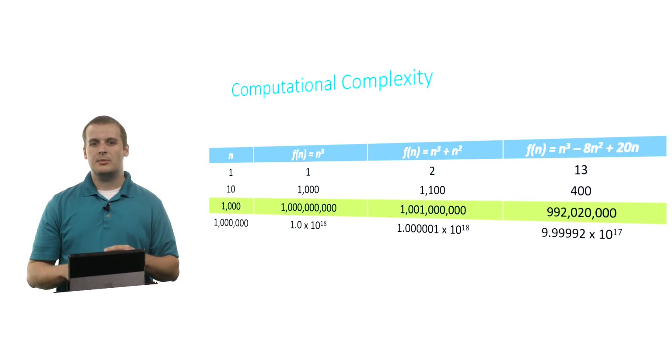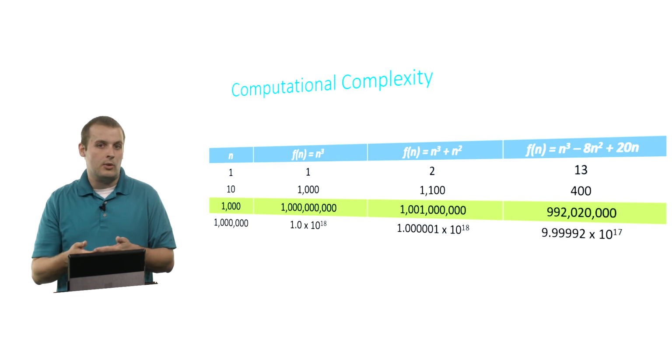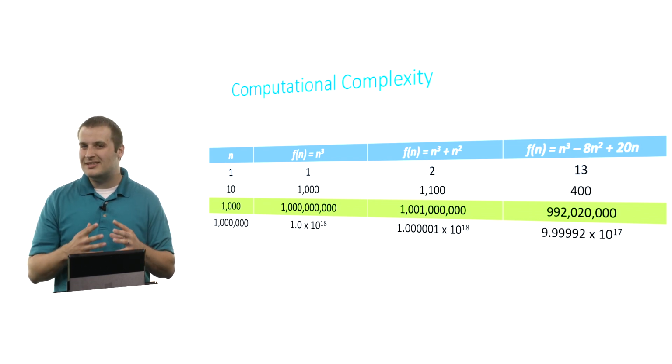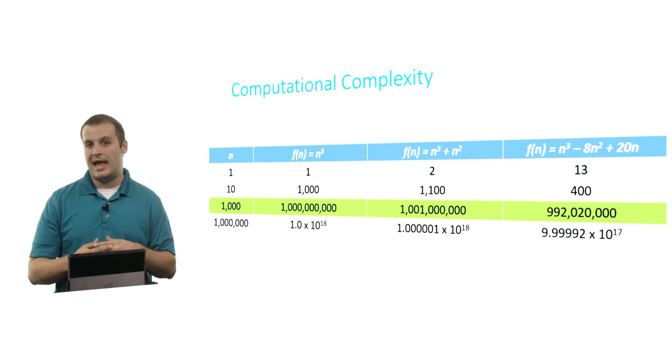But look what happens as our numbers get even bigger. Now, the differences between these algorithms start to become a little less apparent, and the lower order terms, or rather terms with lower exponents, start to become irrelevant, right? If a data set is of size 1,000, and the first algorithm runs in 1 billion steps, and the second algorithm runs in 1 billion and 1 million steps, and the third algorithm runs in just shy of 1 billion steps, it's pretty much 1 billion steps, right? Those lower order terms start to become really irrelevant.